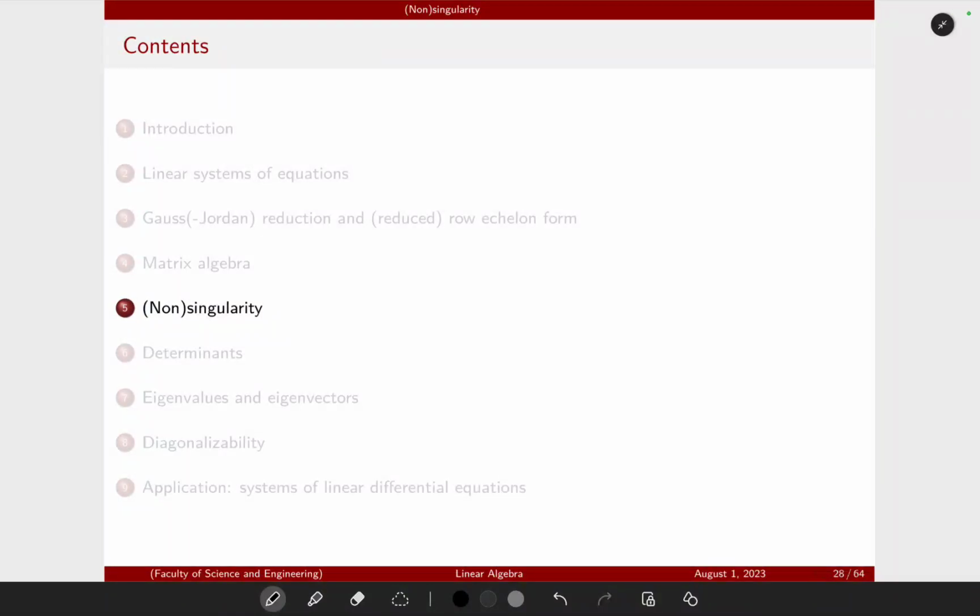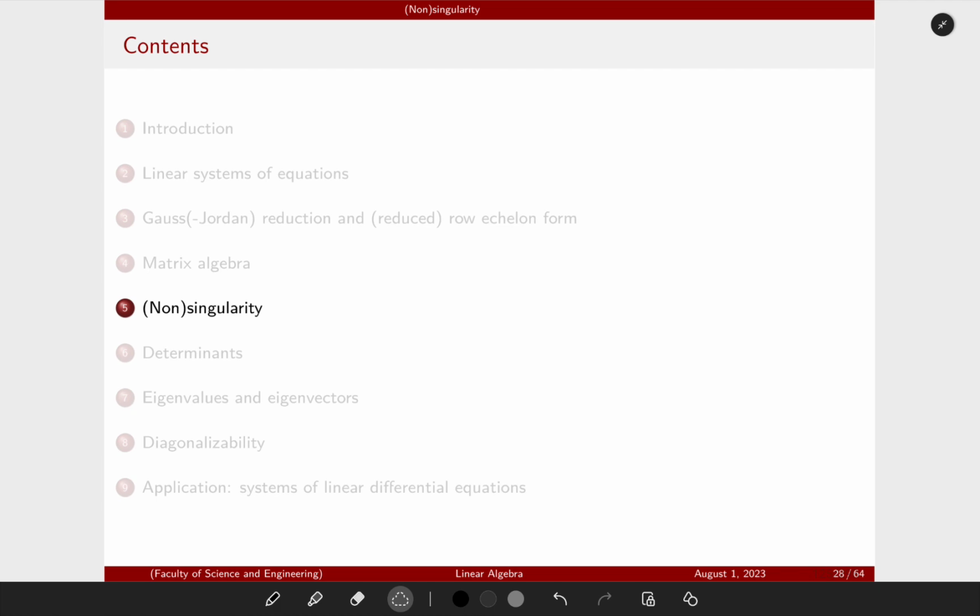Welcome to the fourth video in the linear algebra series. In the last videos we introduced some basic concepts in matrix theory. So we first defined the linear system of equations, then we talked about Gauss-Jordan reduction and then matrix algebra. And now we want to, in a way, combine the last two sections that we covered.